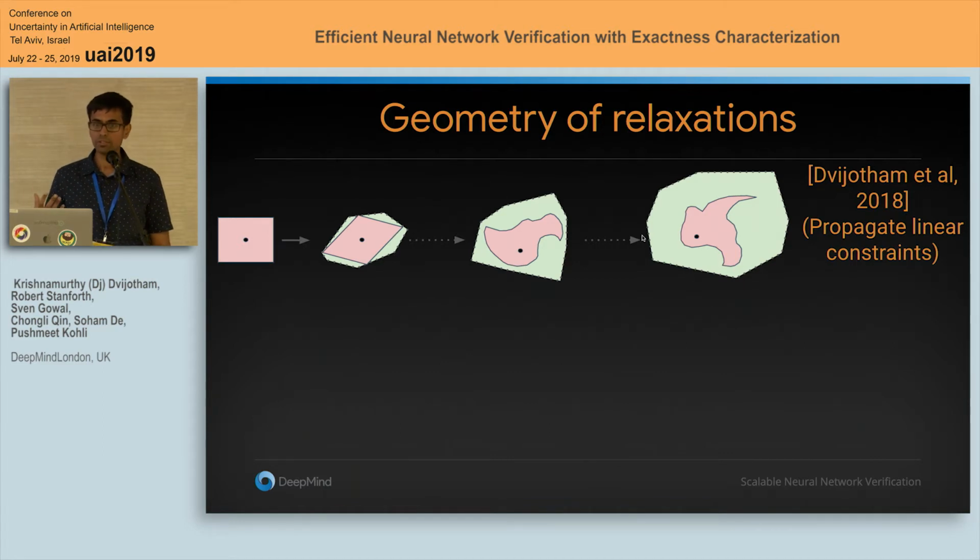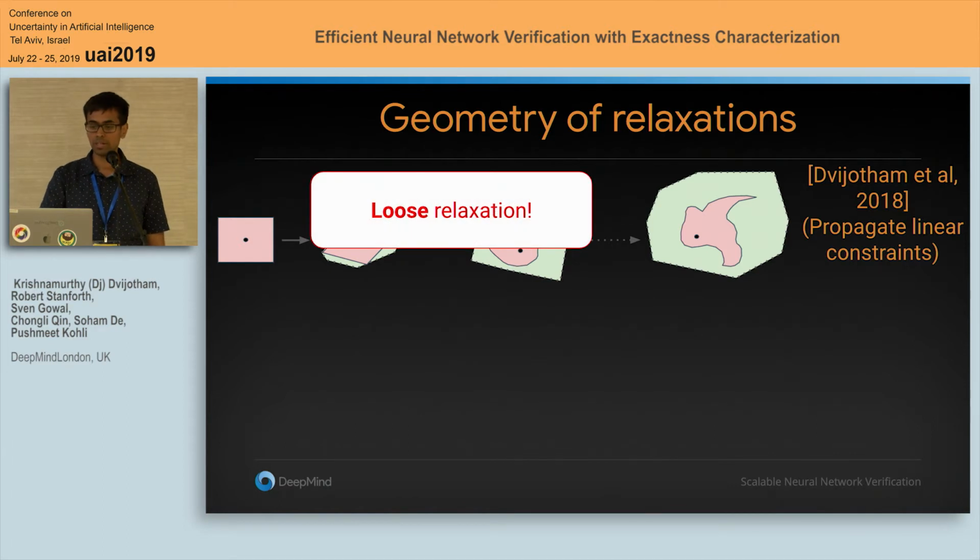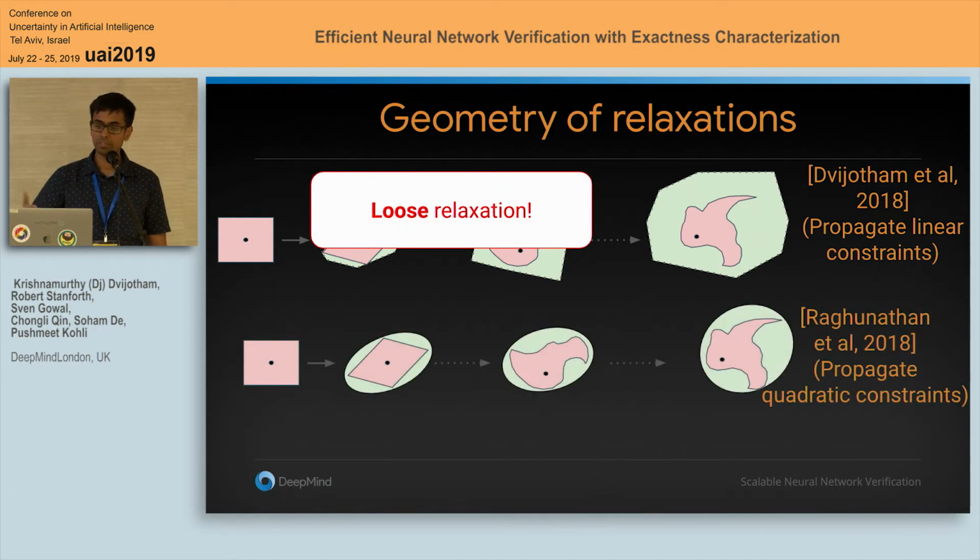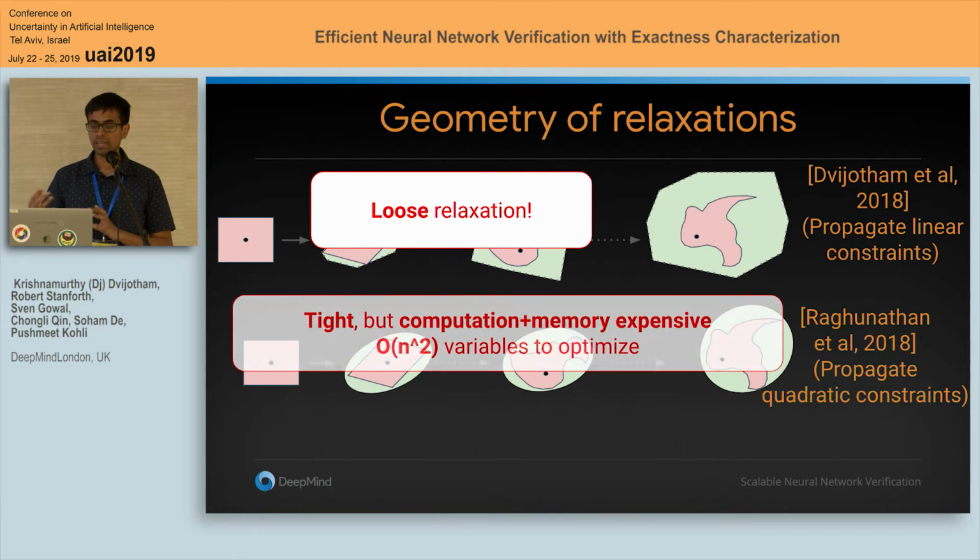So if we go back to the geometry of relaxations, the kinds of linear constraints that I was talking about typically lead to these convex relaxations that are defined by a set of linear constraints, which, as we saw, are loose relaxations. In these semi-definite relaxations, you can think about it as propagating quadratic constraints, which are essentially ellipsoids in general orientation and position. And using the right kind of ellipsoid, essentially, you would hope that you can actually very accurately capture the geometry of the set you're interested in.